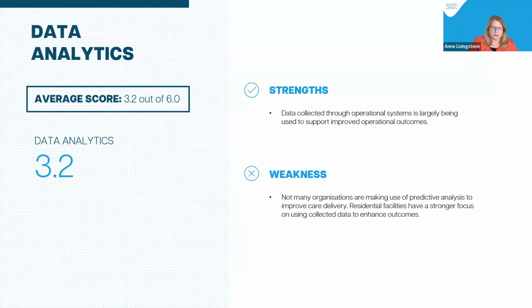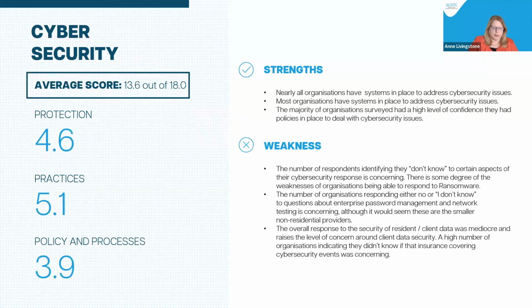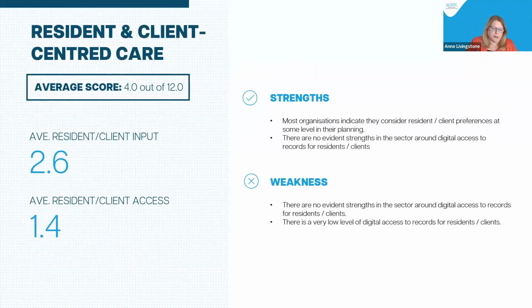So cybersecurity, same thing, score out of 18. This looked at protection practices, policies and processes. In residential and client-centred care, this is an area where great improvement would be made. The average score for resident-centred care, as we called out earlier in the weaknesses, was 4 out of 12. In that, we looked at the average data client input and the accessibility of information to clients and residents.